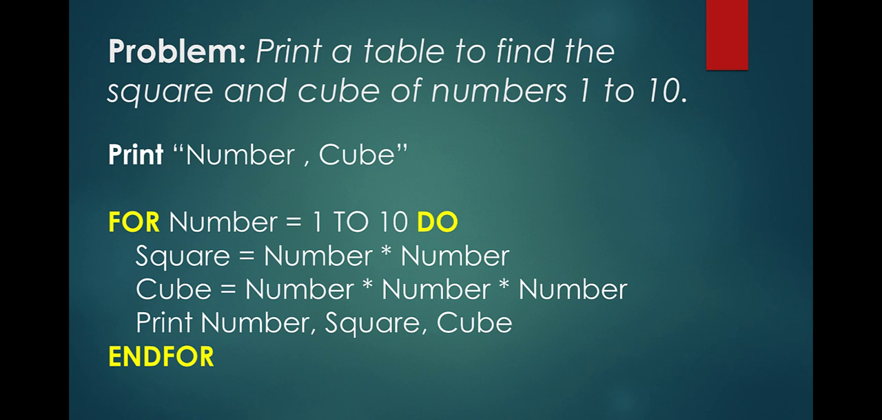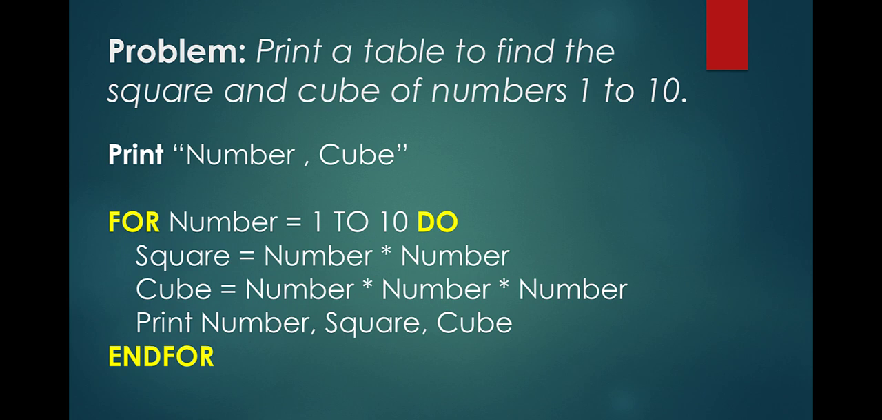After the do keyword, we have the action to be taken. The first action to be taken is to find the square of the number. Seeing that the value of 1 is assigned to number, it's going to find the square of 1. So it's going to say 1 times 1, and it's going to assign the value to square, which is a variable.